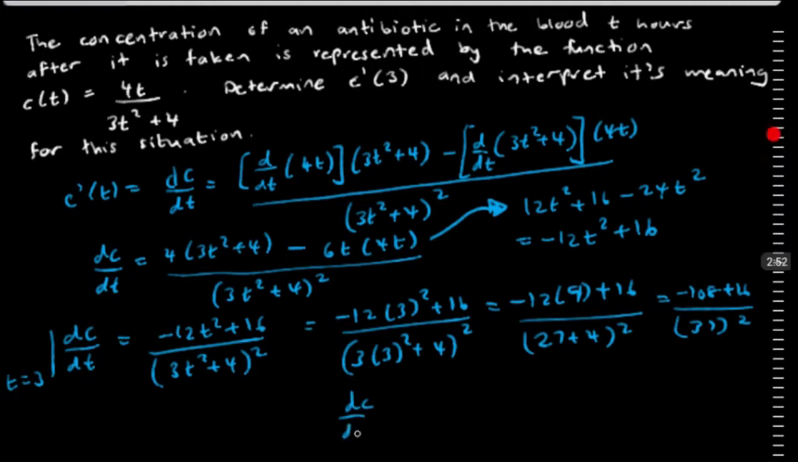So dC over dt when t is equal to 3 is negative 0.0957. Okay, so this tells us that we have a negative slope, right? So this is basically the loss of concentration at t equal to 3 seconds. So at t equal to 3 seconds, we're basically losing a concentration of 0.957 of the antibiotic.